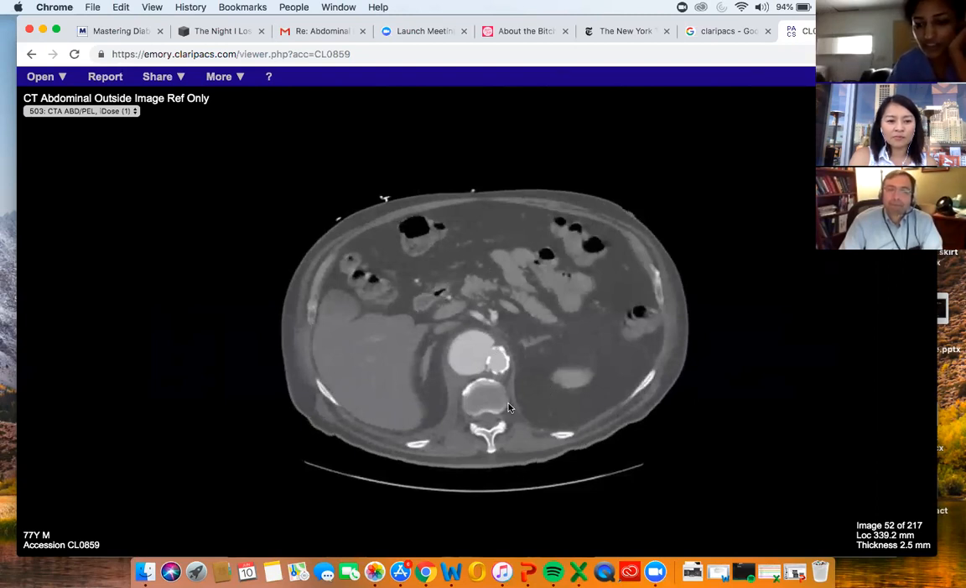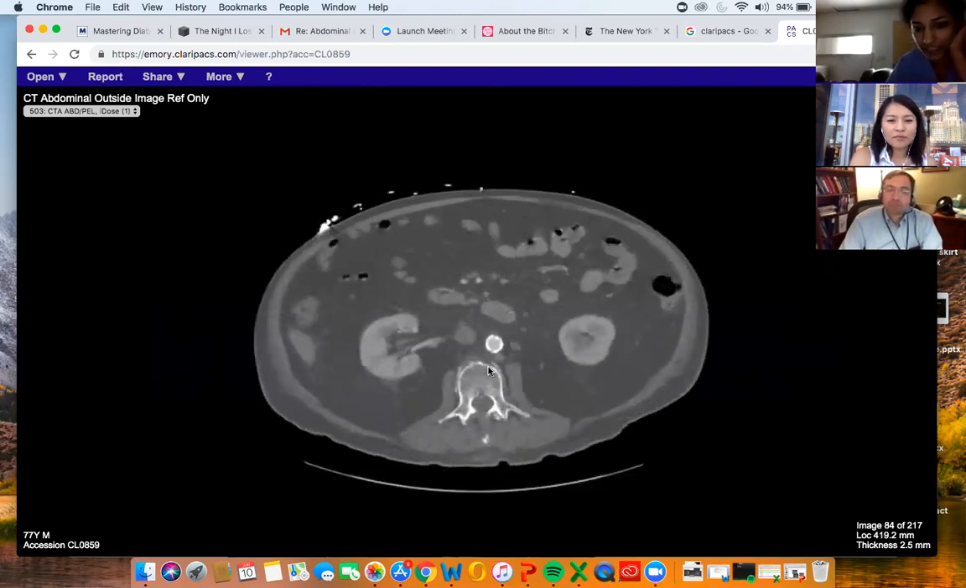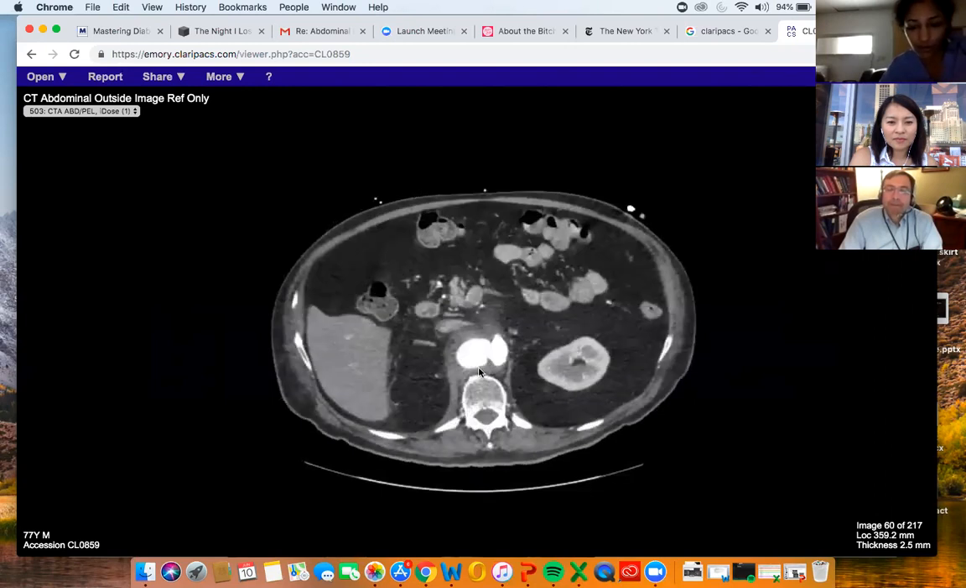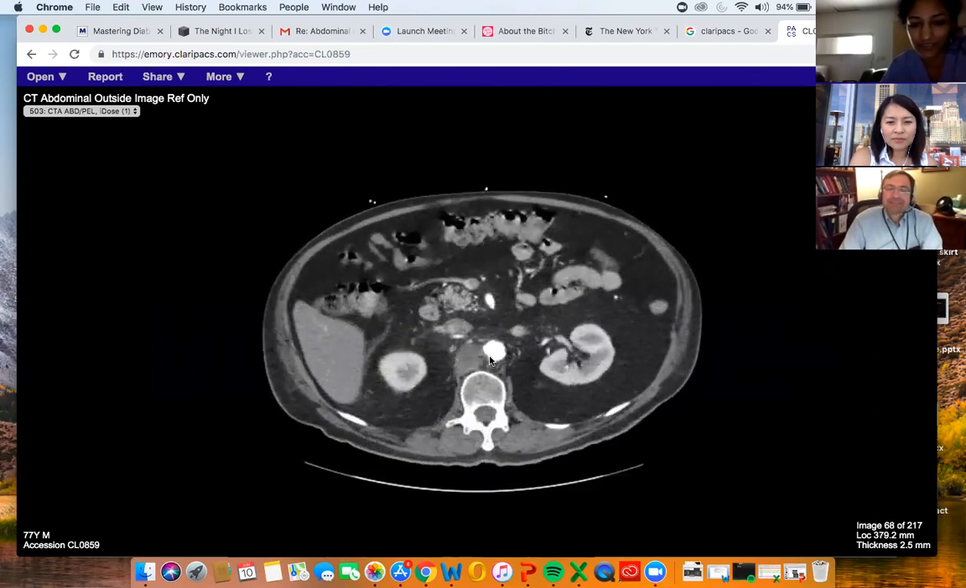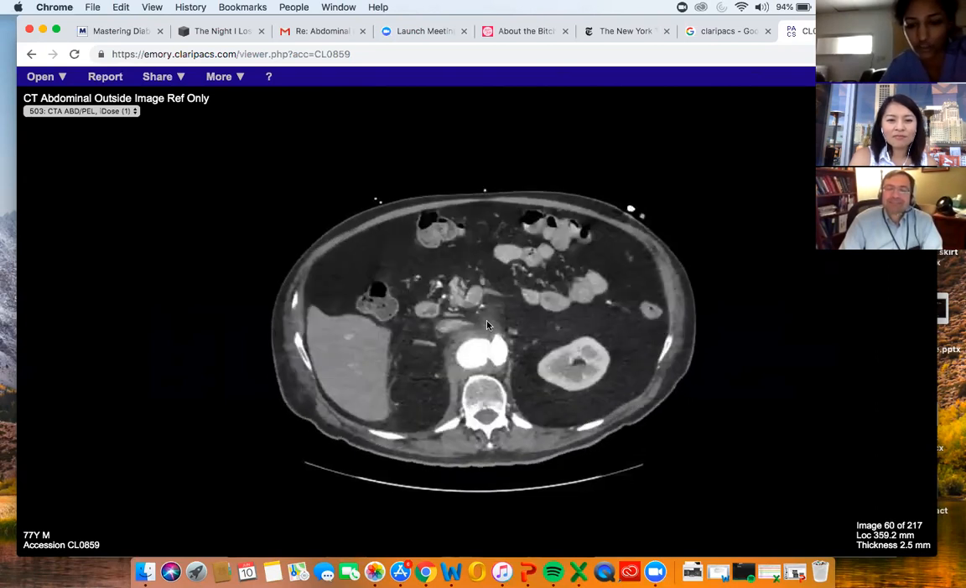So it doesn't look fusiform. It's very saccular. It's outpouching off of a relatively normal looking aorta. And then if you go, this here looks kind of heterogeneous, soft tissue. There's a little bit of stranding around it. So this is actually very concerning for a mycotic aneurysm or infected aneurysm.